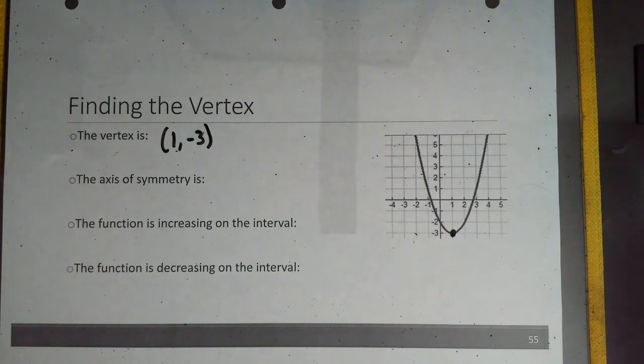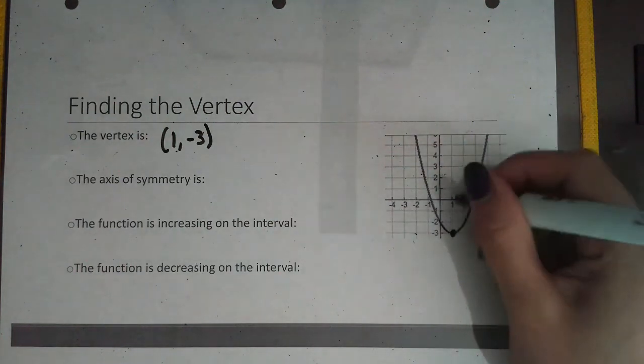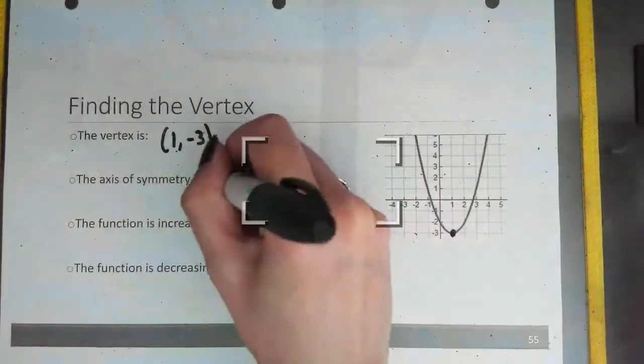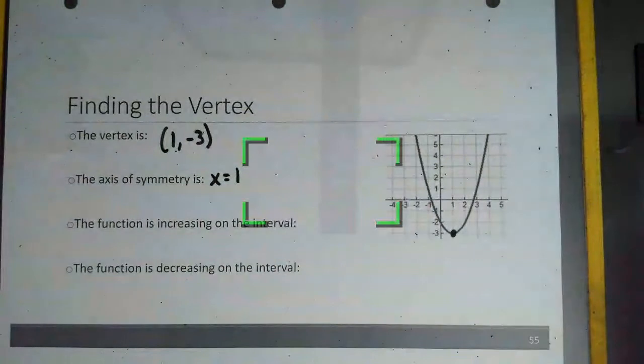The axis of symmetry is the vertical line that goes through the vertex. So that vertical line will have an equation x equals 1. And your equation will always be x equals the x value of your vertex every single time.